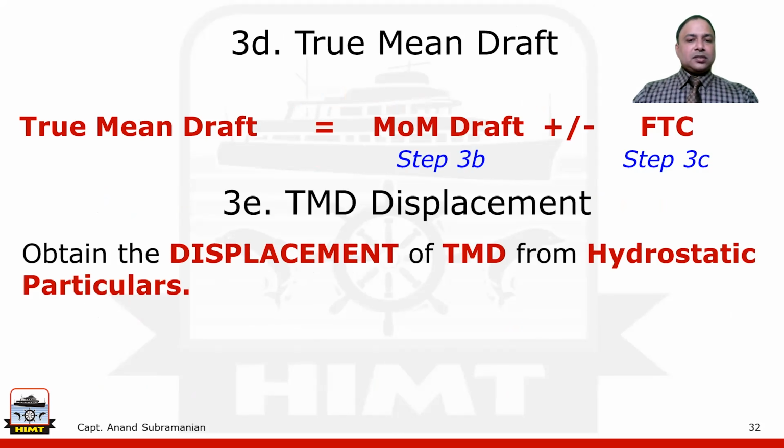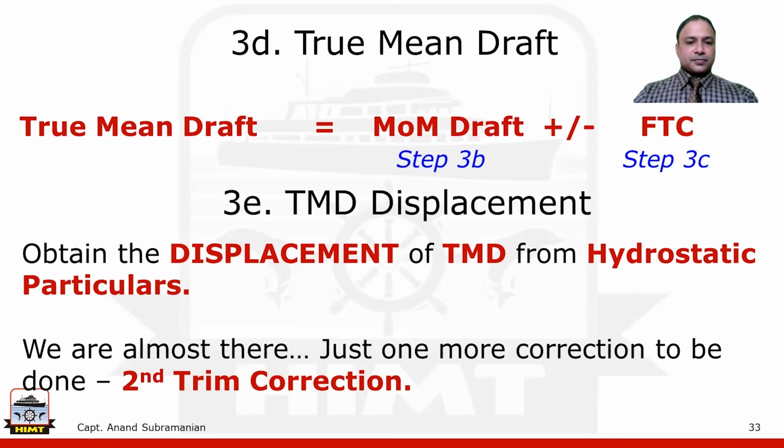The next thing we have to do is find out the true mean displacement, or TMD. So whatever answer we get for the true mean draft, we have to obtain the displacement from the hydrostatic particulars. There is also one more correction to be applied, called the second trim correction, which basically takes into account the trim of the ship.